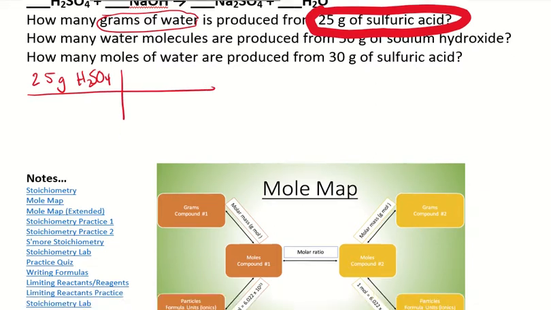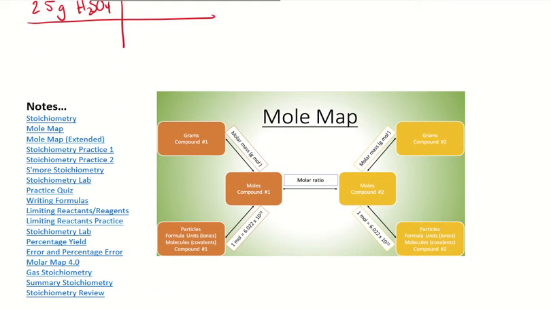Now, take a look at our mole map. I know I'm starting with grams of my first substance, so I put a finger on it. And then I put a finger on grams of my second substance because that's where we're going. Our pathway takes us through the molar mass of the first substance, the mole ratio of the first substance to the second substance, and the molar mass of the second substance.